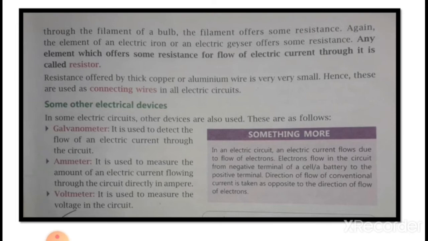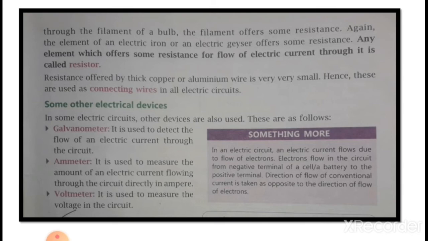So, children, resistance and resistors. For the flow of electric current in an electric circuit, the material will offer some obstruction or opposition to the flow of current. That obstruction is known as resistance. And the element which is offering the resistance to the flow of electric current is known as resistors. The resistance offered by the thick copper or the aluminum wire is very, very small, so they are used as the connecting wires.